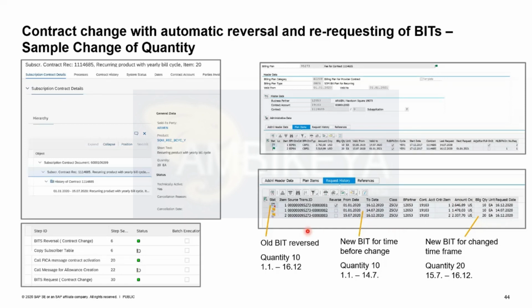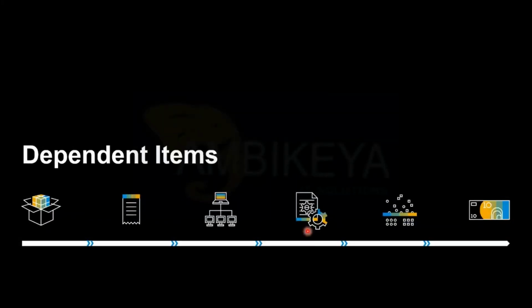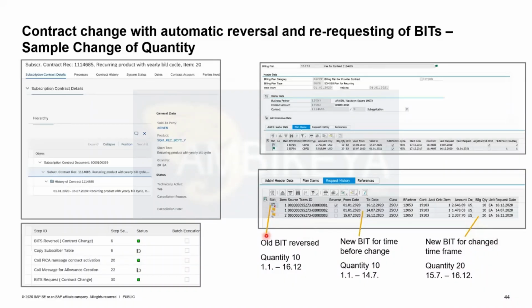Okay, so for this we have ODI steps for bit reversal, which will reverse the bits. Once the bit is reversed, the change is executed, the contract is successfully distributed, and again there is an additional ODI step which will re-request bits. So this functionality is managed by introducing additional ODI steps, once for reversal and once for re-requesting of bits.